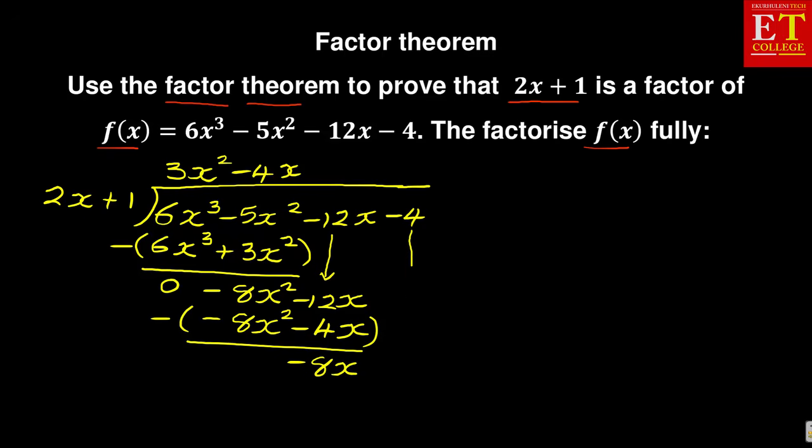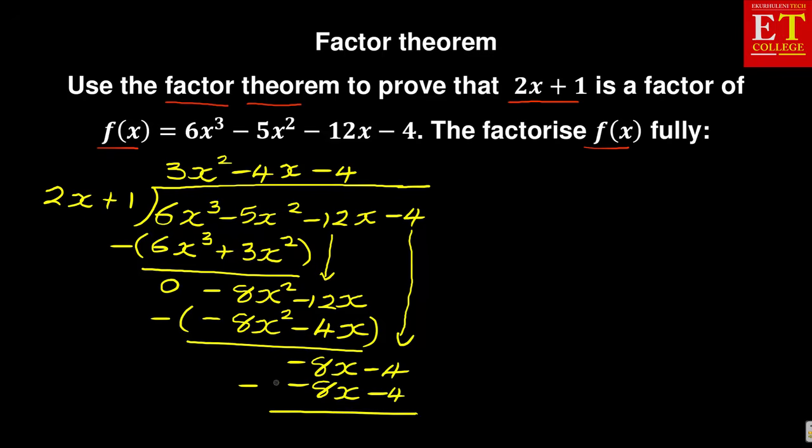You also bring down the negative 4. Again, you say 2x into minus 8x. So 2 into 8 is a negative 4. The x and the x will cancel. And then after that, you multiply. Minus 4 times 2x, you get minus 8x, and minus 4 times 1, you get a negative 4.